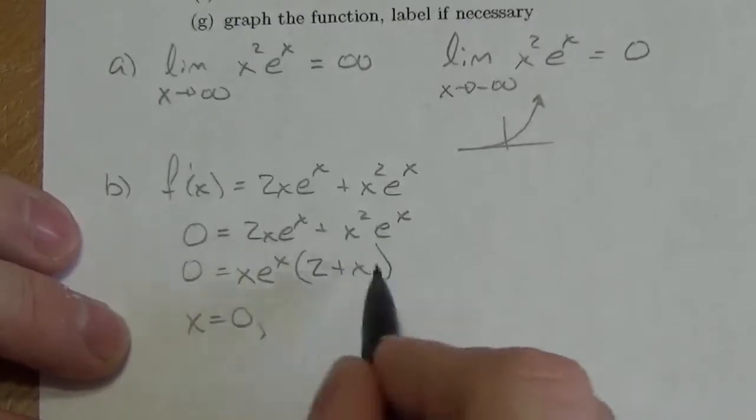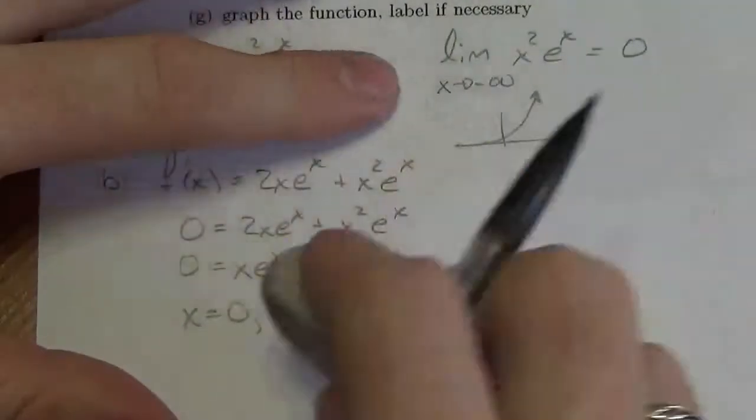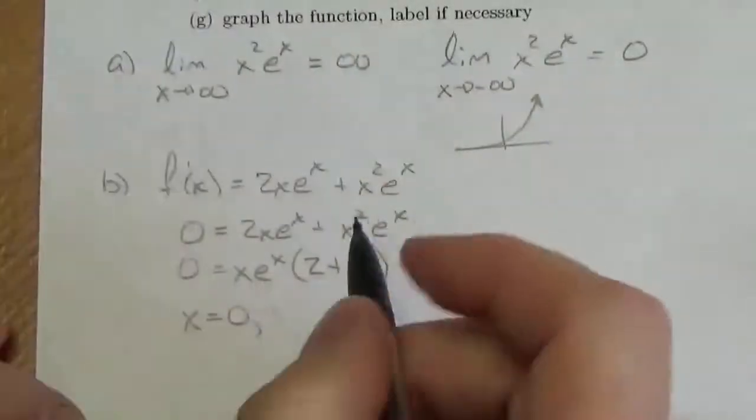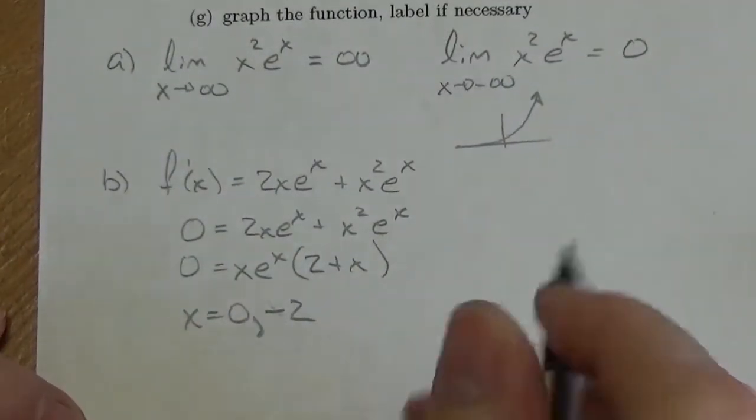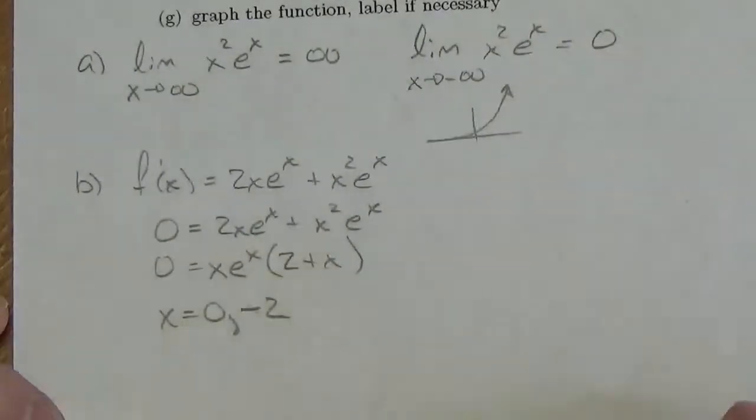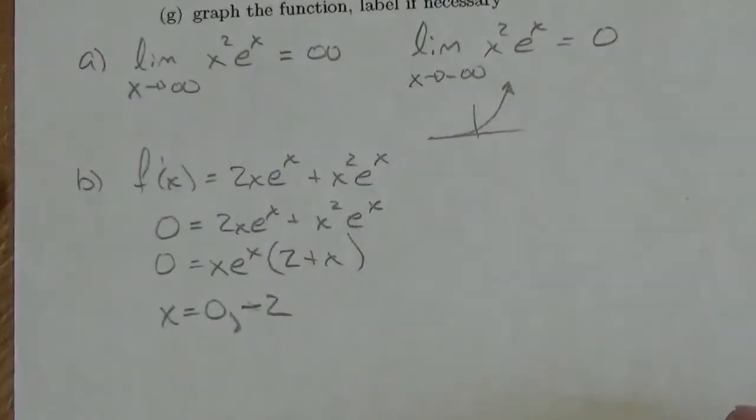So, but I can also get a 0 here if x is equal to, whoops, sorry, I was going to write x is equal to, but I've got a comma there, so I'll just put -2 there. So here are my two critical values. Okay, possible maxes and mins.